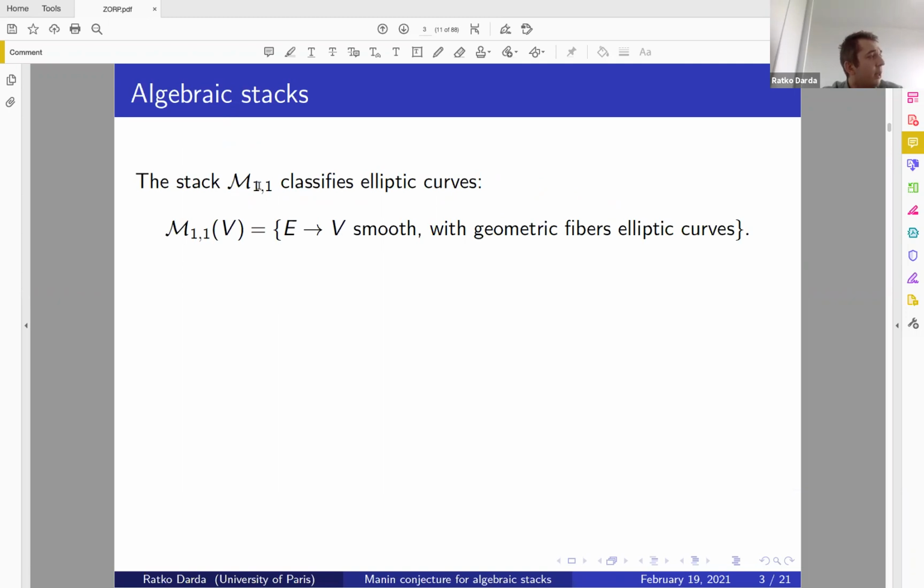We have the stack M_{1,1}, which we call the classifying stack of elliptic curves. Morphisms from V to M_{1,1} correspond to smooth morphisms E to V such that all geometric fibers are elliptic curves. When I speak about stacks, I will ignore the issue that this is normally regarded as a category and not as a set. We regard it as a set simply by looking at the isomorphism classes of these morphisms.